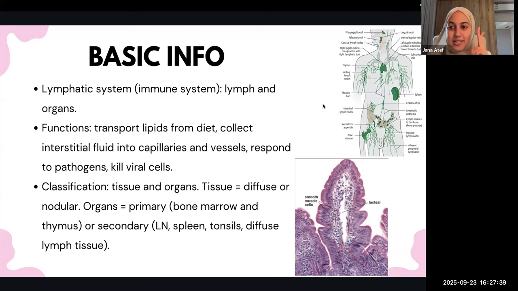I knew what it was, I knew what it did, and I knew the cells. Well, I knew everything about it. But when it came to the name, I forgot the name. So I lost the entire question because of that. So please, when you're studying, study the whole picture.